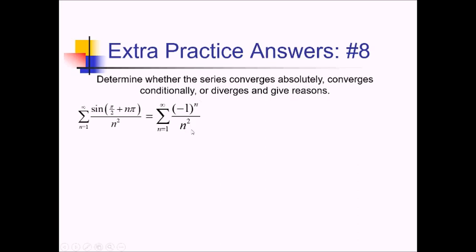So now we're trying to figure out if this series converges absolutely, conditionally, or not at all. Let's start by considering the absolute value version of this, which is just 1 over n squared. Now this is a p-series, which we love to see. We have a p-value of 2, and 2 is greater than 1. Therefore, by the p-series test, this converges absolutely.